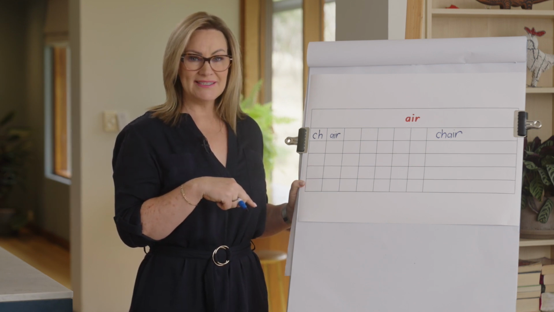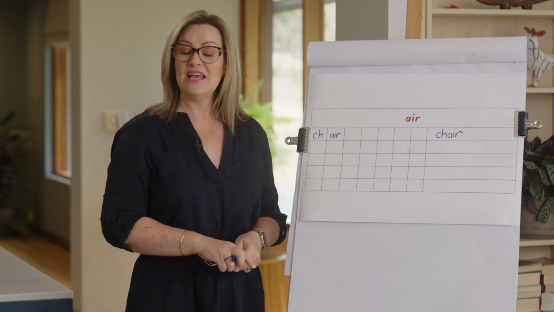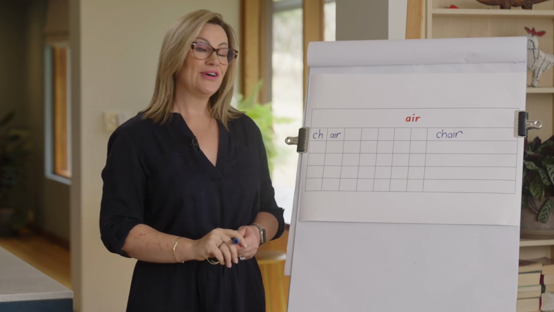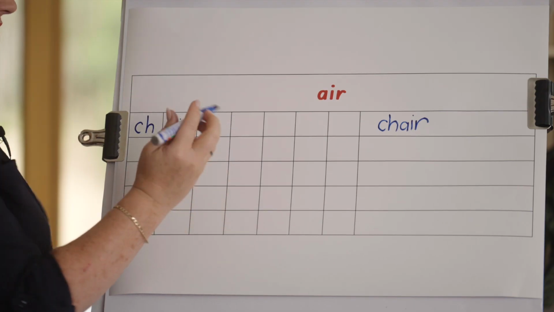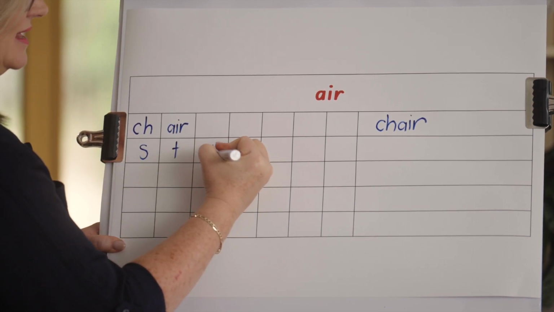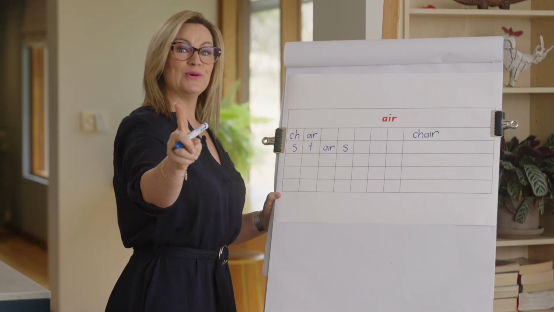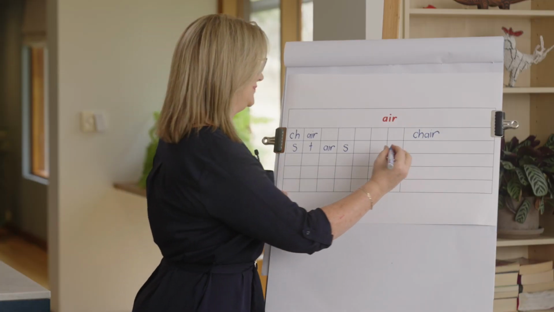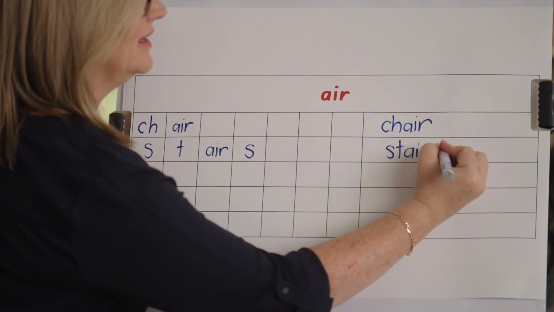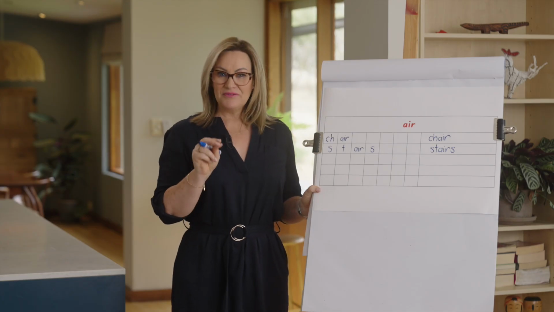Next word is stairs. Tap and say, air, air, write the whole word. Pause me if you need to. Air, stairs. Next word, unfair.